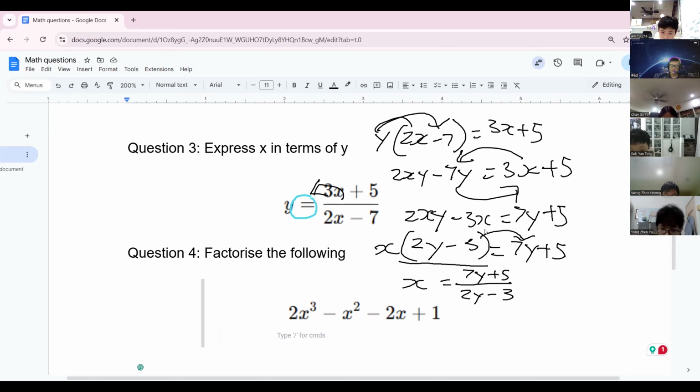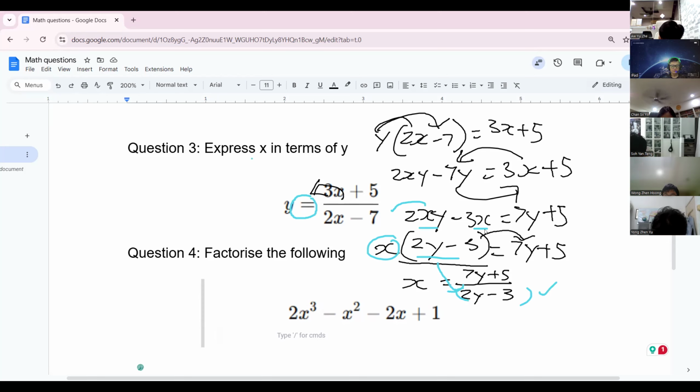Okay, yes. So the most important thing is you need to put all the x to one side. So categorize in one side, then you do the factorize, means you bring out the x here. So after that, you just divide, put the whole thing here at the bottom. Okay, so that is the solution for this express x in terms of y.